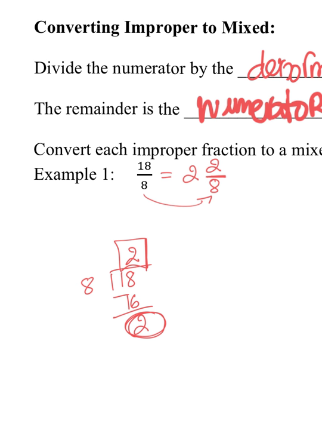But this is not your final answer, because you have to simplify 2 and 2/8. 2 and 1/4, by dividing these two numbers by 2. That is your final answer. So make sure you simplify your work.